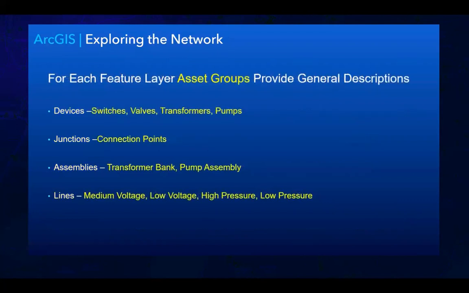Now, to enrich those layers, we provide asset groups. Asset groups are a subtype that gives you a general description of the elements of the feature. So for devices, asset groups could be switches, valves, transformers, connections, or for junctions, it could be connection points. For assemblies, it could be transformer banks, pump assemblies. For lines, it could be medium voltage, high pressure.